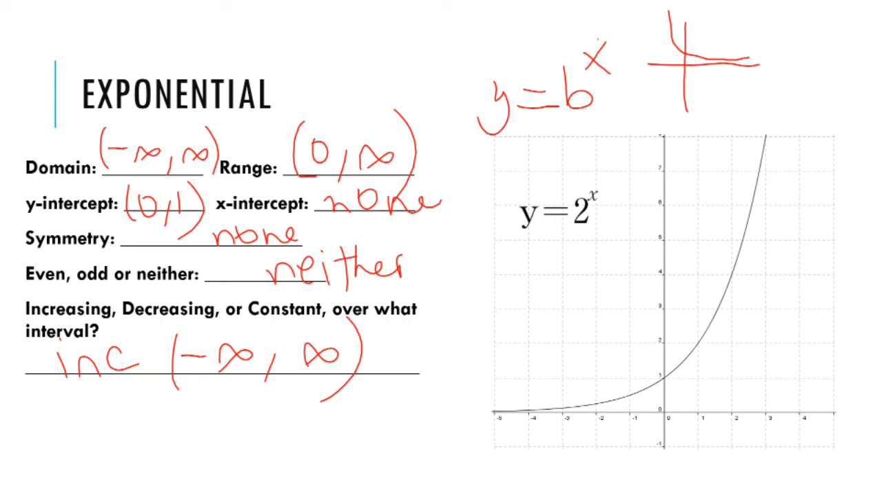So this function has a domain, which is all real numbers. Range is 0 to infinity, not including 0. I have a y-intercept right here, but we don't have an x-intercept. There's no symmetry, and the function is increasing from negative infinity to infinity. It's a growth function, so it's always increasing.